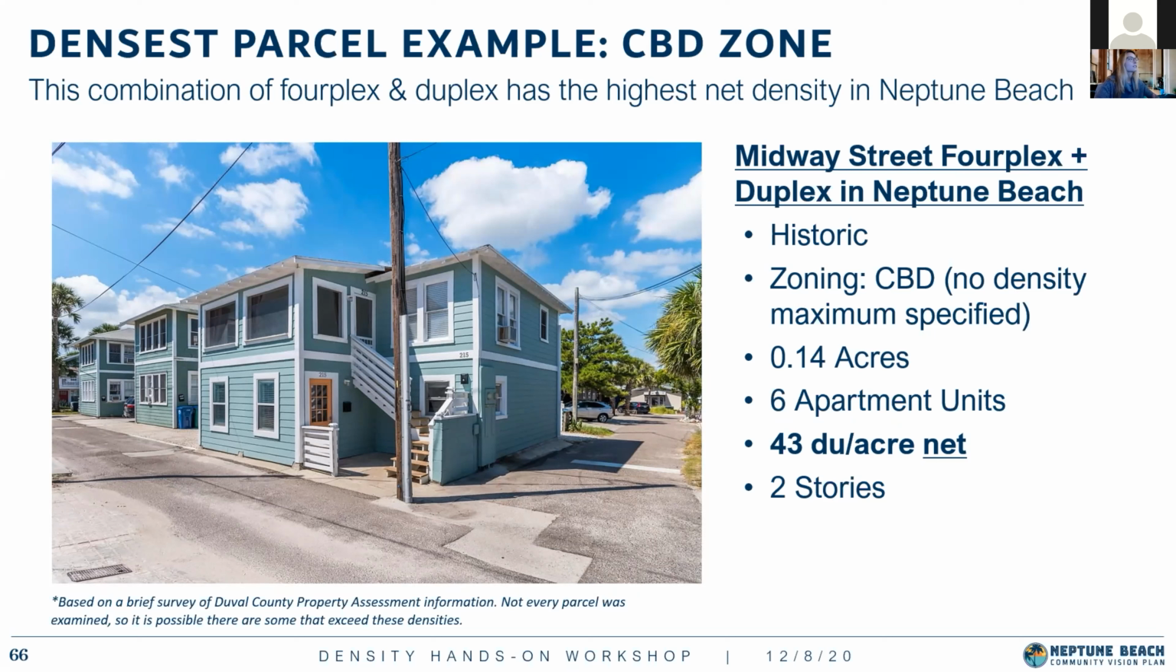This is in the Central Business District, which, like I mentioned, doesn't actually specify a maximum density. It's on a combined 0.14 acres and it's 6 units. And so that is 43 dwelling units to the acre net. That was the highest one we were able to find in our survey of properties. And like I mentioned, we didn't go to every single one, so there's always a possibility that there might be something even higher than what we've shown.